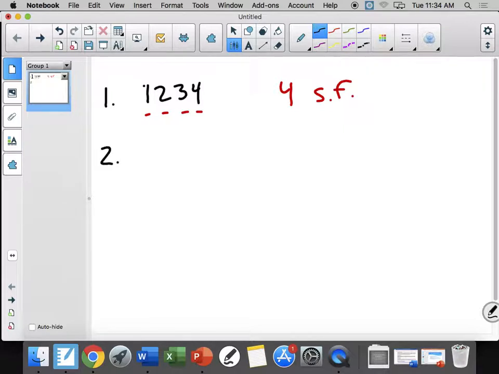Rule number 2, captive zeros. So if we took this same number and threw some zeros in the middle, those zeros, if they fall between two non-zero numbers, count as significant digits. So again, in this number, we would count everything. 1, 2, 3, 4, 5, 6. 6 sig figs.